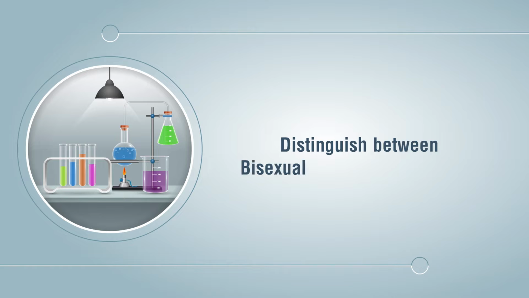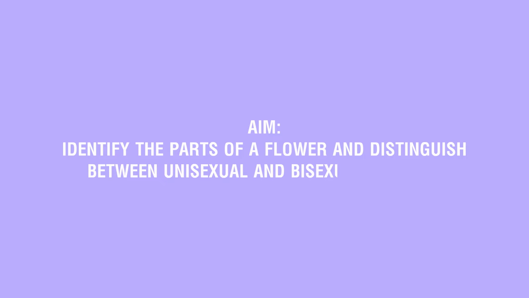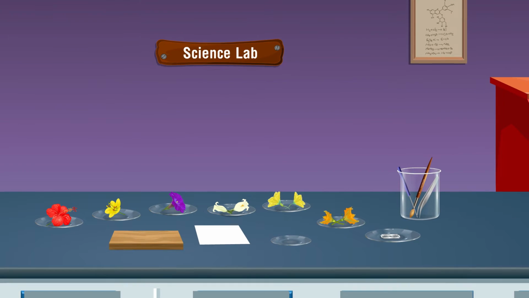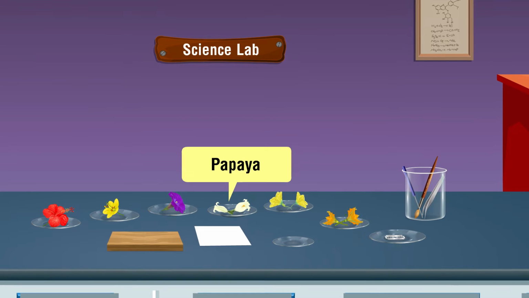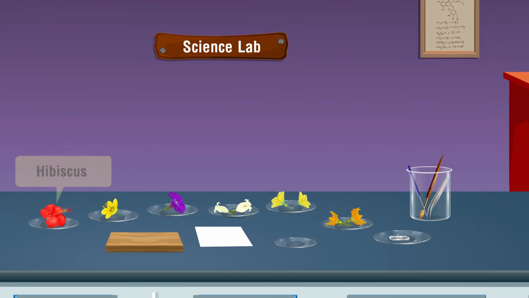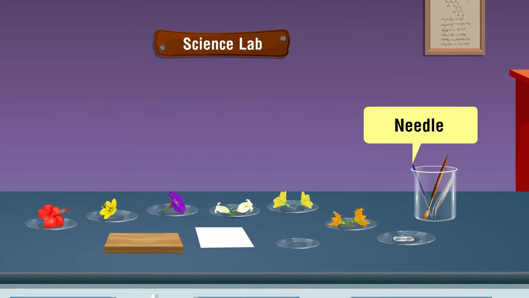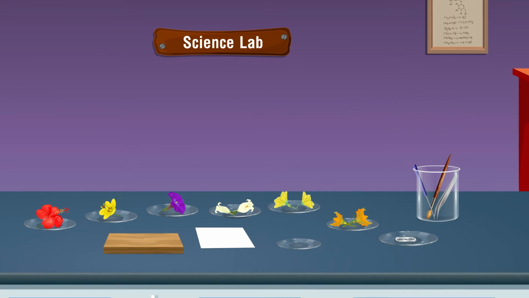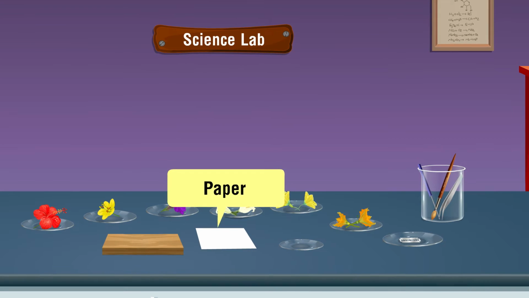Distinguish between bisexual and unisexual flower. Aim: identify the parts of a flower and distinguish between unisexual and bisexual flowers. Materials required: flowers of pumpkin, bitter gourd, papaya, petunia, cassia, hibiscus, forceps, needle, brush, blade, wooden board, and paper.